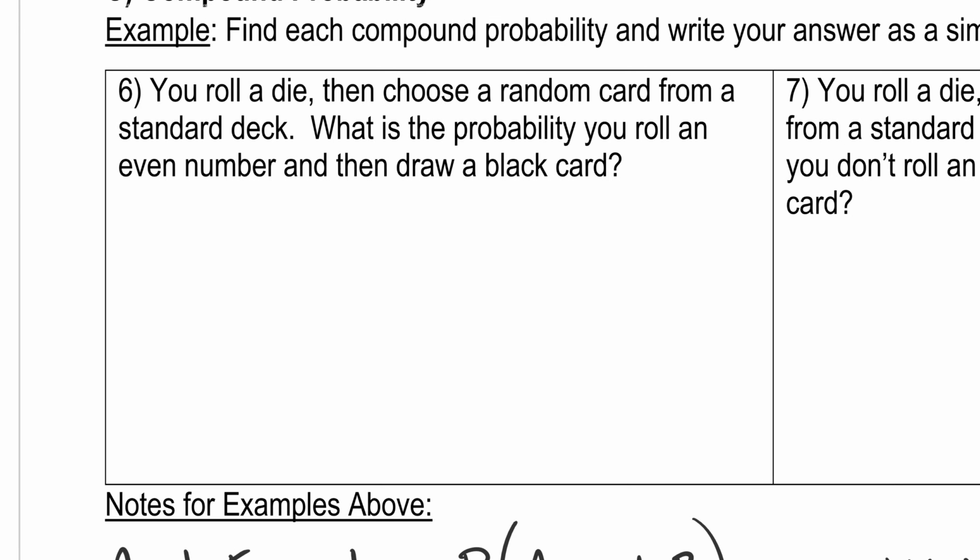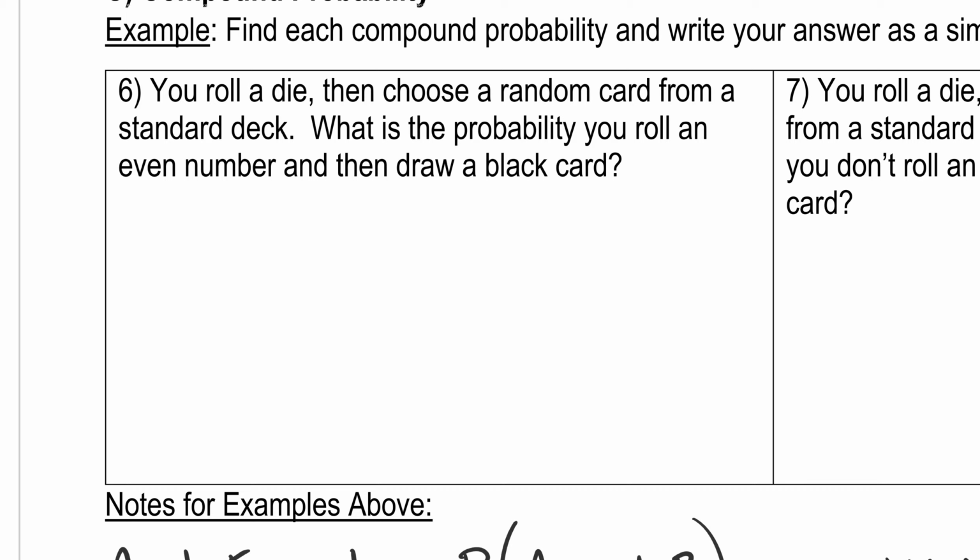Okay, 6. You roll a die, then choose a random card from a standard deck. Okay, first off, you got to know there's 6 sides to a die. Everyone says dice. Dice is more than one. So a die is just a single one. So there's 6 sides to a die. And a random card, we just went over, there's 52 cards in a deck. So it depends on what it's asking.